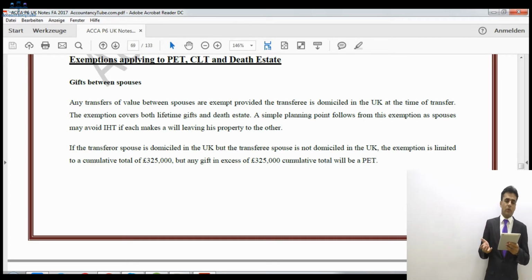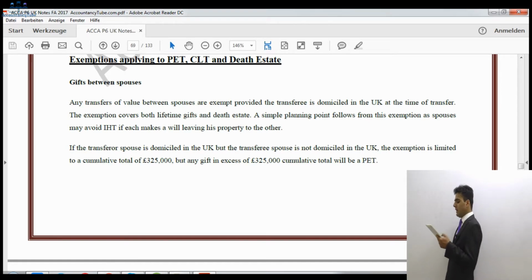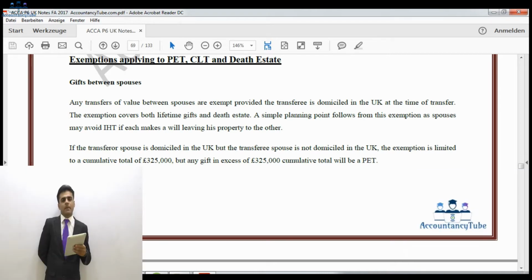So the first £325,000 will be exempt. You will state to the examiner why it is exempt, because the transferee was not domiciled in the UK, and whatever the excess is on that, we will have to calculate IHT. So the first £325,000 is at the rate of 0%, which is the nil rate band, and on any excess we'll calculate the IHT at the rate of 40%, 20% or 25%.